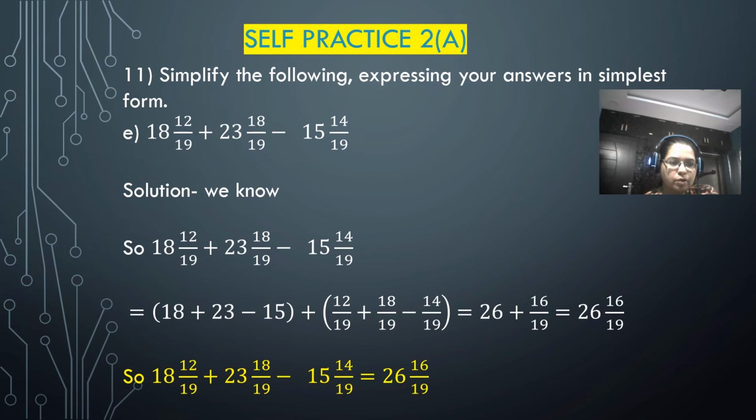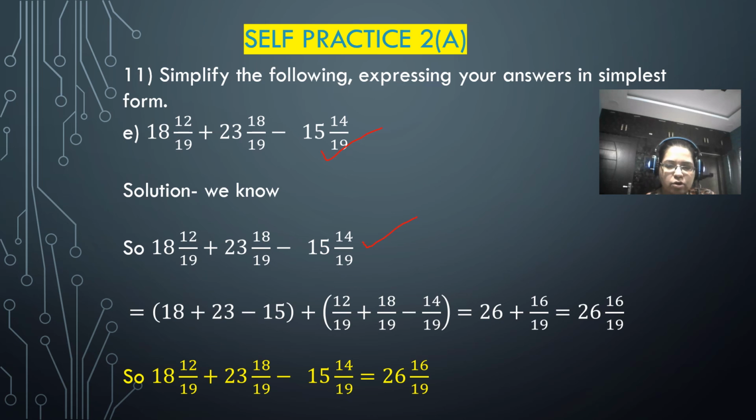Now we'll solve question number 5 E. 18 12 divided by 19 plus 23 18 divided by 19 minus 15 14 divided by 19. All are mixed fractions. 18 12 divided by 19 is 18 plus 12 divided by 19. 23 18 divided by 19 is 23 plus 18 divided by 19, and 15 14 divided by 19 is 15 plus 14 divided by 19.